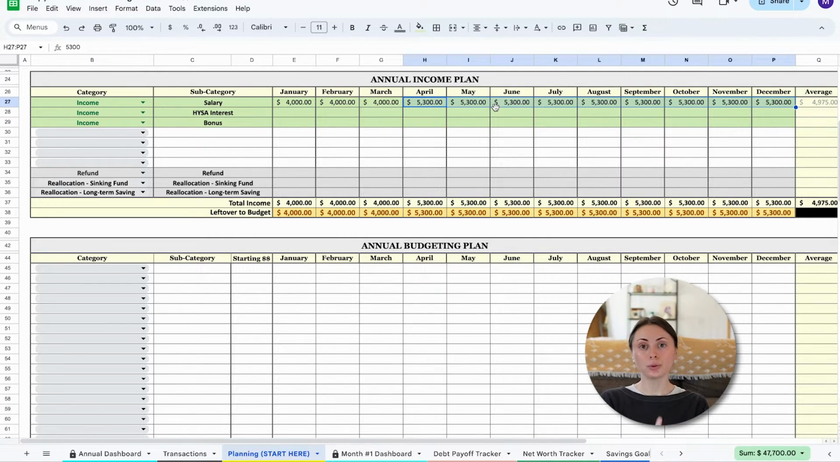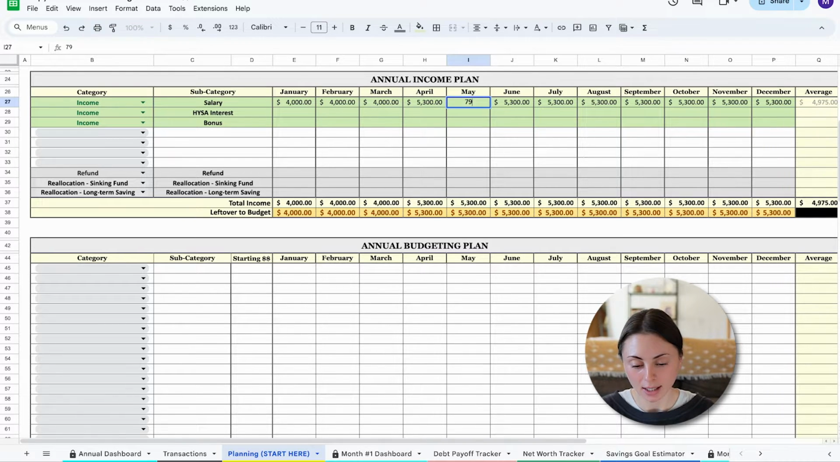I also know I have 2 3-paycheck months. I'm gonna update those. I believe it's May and November. I'm gonna do 3 paychecks, which would make it $7,950, $7,950. That is all of my salary estimated for the year. I know I get a bonus in March. Last year was around $9,000, so we're gonna enter that.